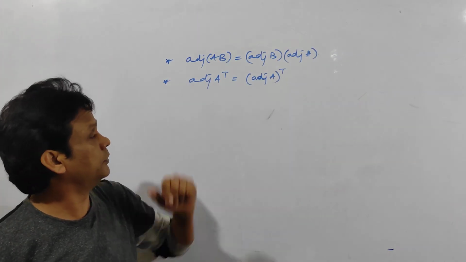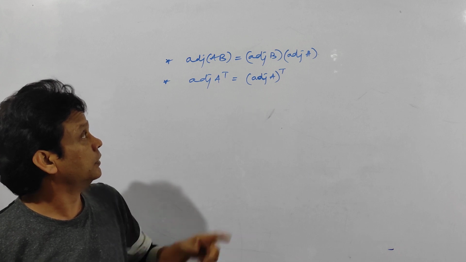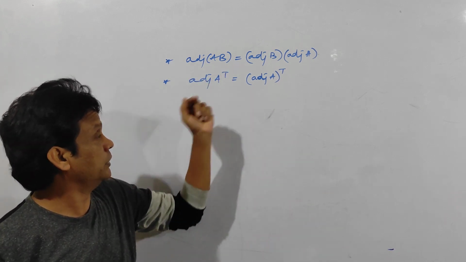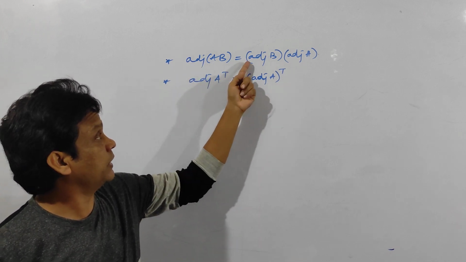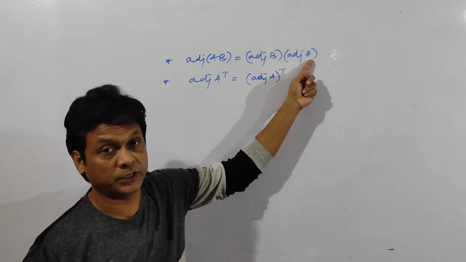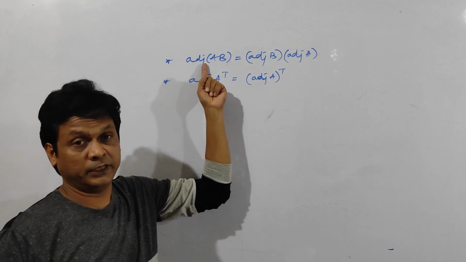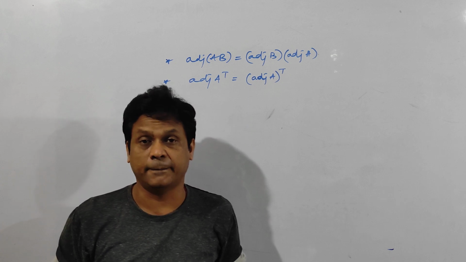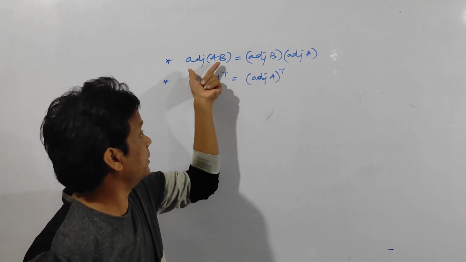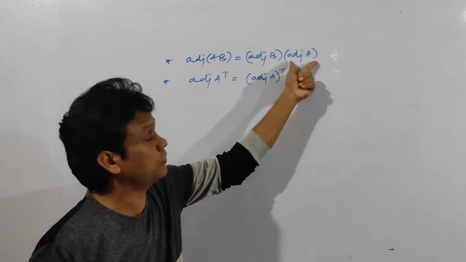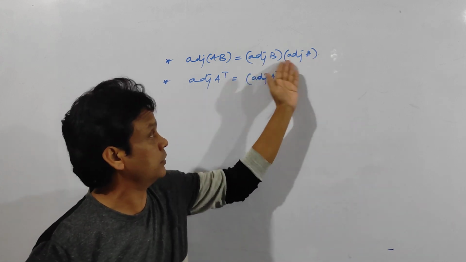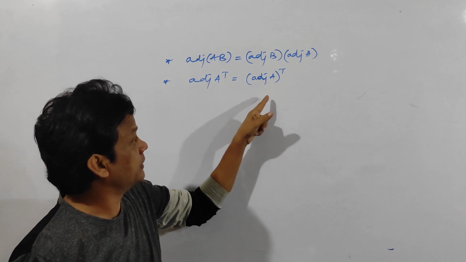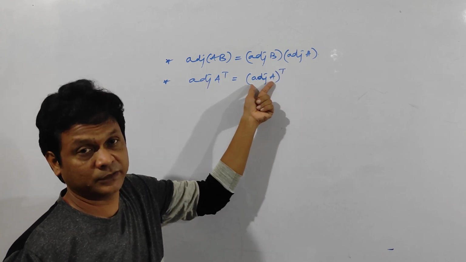See here, these are the two properties. Already I have told you three properties, and now these two are being told. Adjoint of AB is equal to adjoint of B into adjoint of A. Reversal process. If adjoint of A is given and adjoint of B is given, you want to find out adjoint of AB. So, what is the definition? Adjoint of AB is equal to adjoint of B into adjoint of A. So, simply multiply in this order. You will get the answer. And adjoint of A transpose is the same as the transpose of adjoint of A.